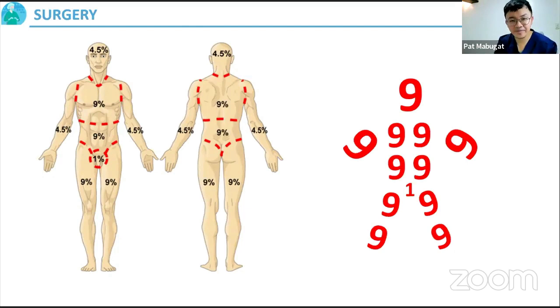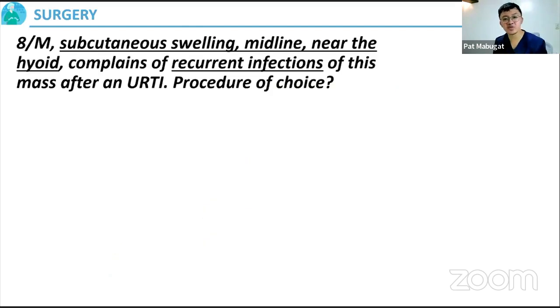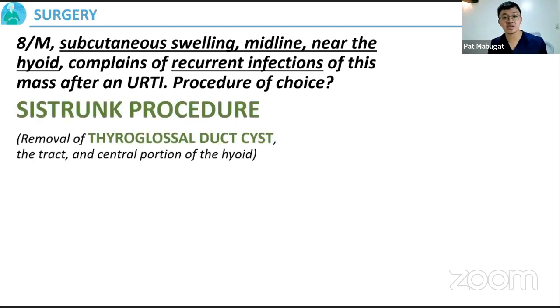Next, 8-year-old male, subcutaneous swelling midline near the hyoid, complains of recurrent infections of this mass after an upper respiratory tract infection. What's the procedure of choice? If it's a child with a midline mass, you're thinking more commonly of a thyroglossal duct cyst. And the surgery for a thyroglossal duct cyst is a Sistrunk procedure.